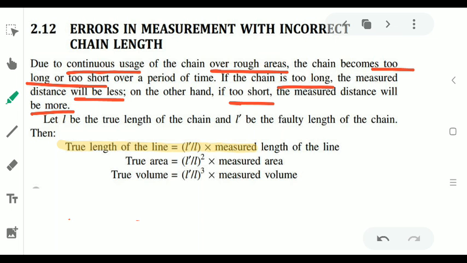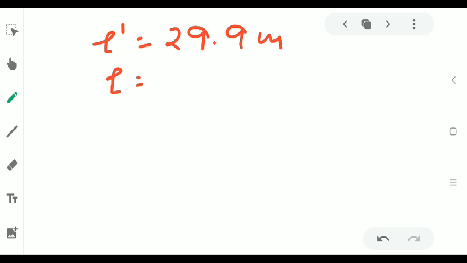would be equal to L dash upon L into measured length of line, where L dash is the faulty length of the chain and L is the true length of the chain. So as in the question, the faulty length was given as 29.9 meter, while the true length of the chain was given as 30 meter.